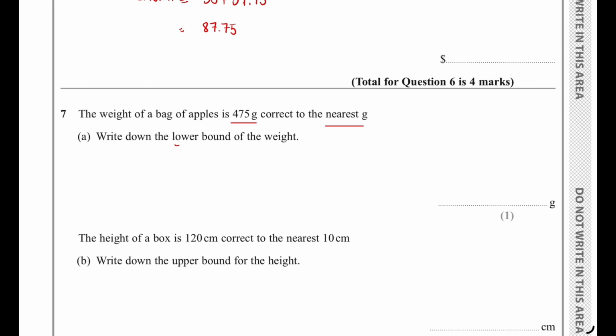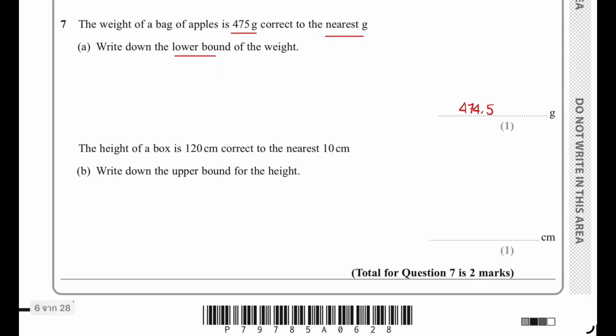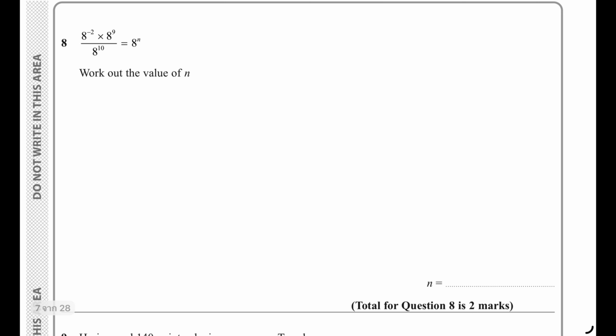Then question 7, the weight of a bag of apple is 475 gram, correct to the nearest gram. Write down the lower bound of the weight. So the lower bound of the weight is equal to 474.5. Another one, the height of a box is 120 centimeter, correct to the nearest 10 centimeter. Write down the upper bound for the height. So the upper bound equal to 125.